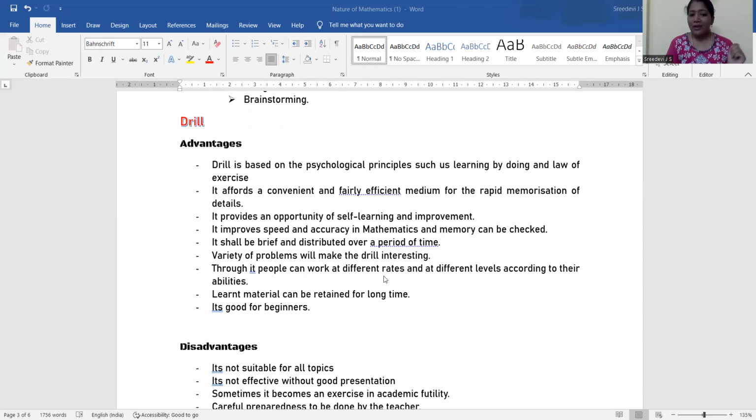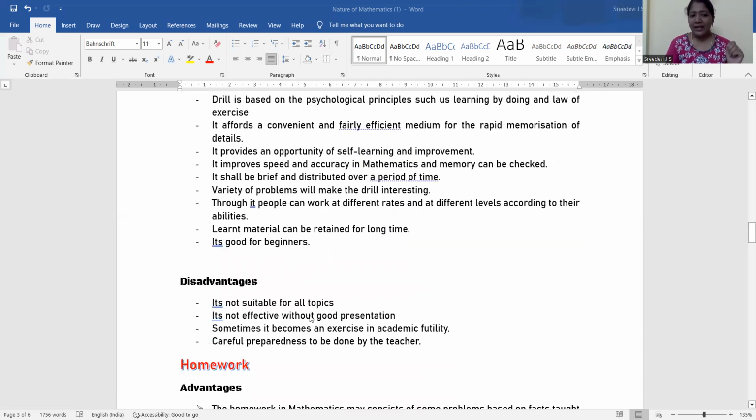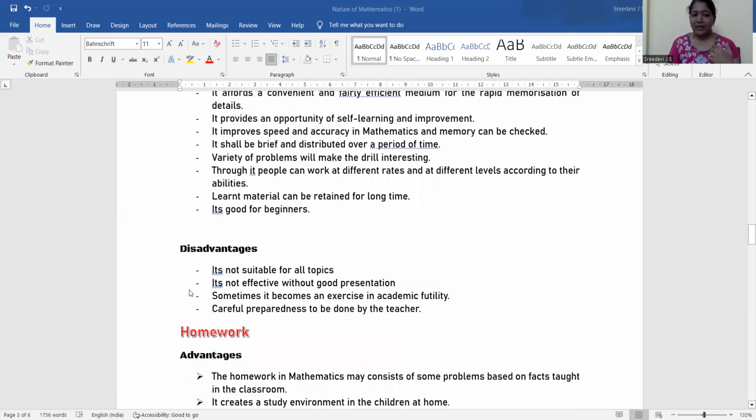Through it, people can work at different rates and at different levels according to their abilities. Learned material can be retained for a long time. It is good for beginners. So drill means the exercises that we are giving, right? After a particular topic's teaching.